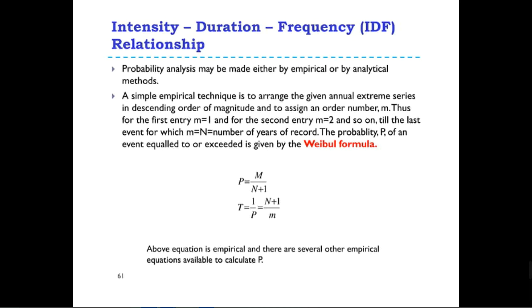A simple empirical technique is to arrange the given annual extreme series in descending order of magnitude and assign an order number m. Thus, the first entry is 1, and the second is 2. The probability P of an event being equaled or exceeded is given by the Weibull formula: P is equal to m divided by (N plus 1). So T is equal to 1 by P. The above equation is empirical; there are several other empirical equations available for the calculation.